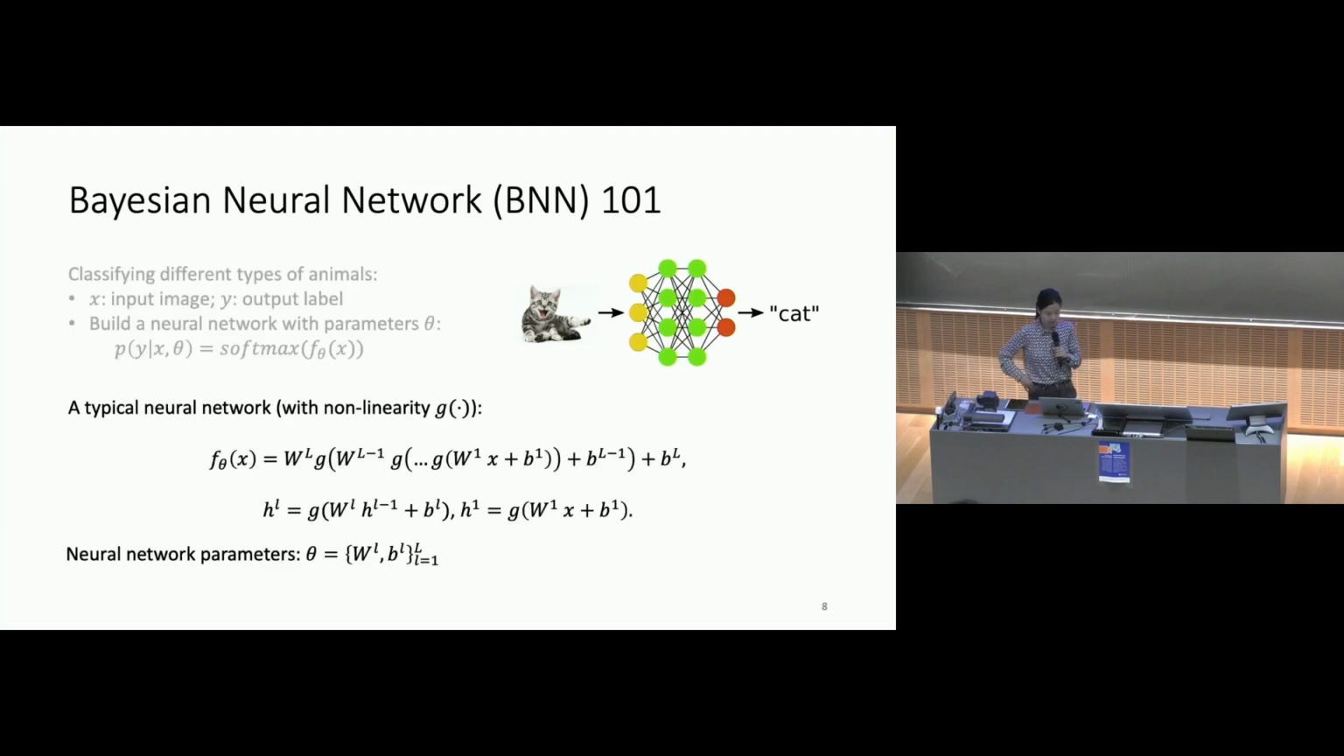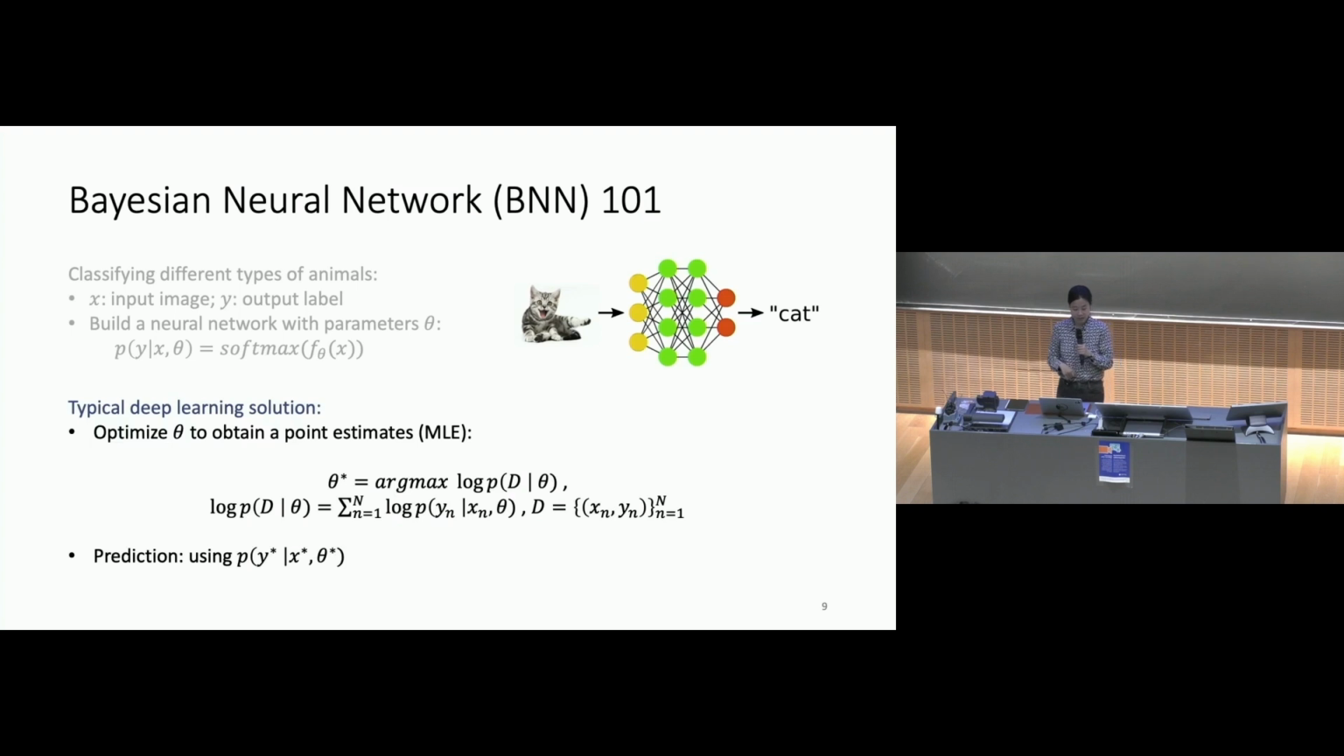Okay, so this is just a very quick setup. You have multiple layers of neural networks with parameters theta that collects all the neural network weights and biases. Then a typical deep learning solution is to obtain a point estimate for this neural network parameter theta using maximum likelihood. In this particular case, for classification, you can imagine that cross-entropy loss is just the negation of the likelihood term. So minimizing the cross-entropy loss is equivalent to maximizing the log likelihood.